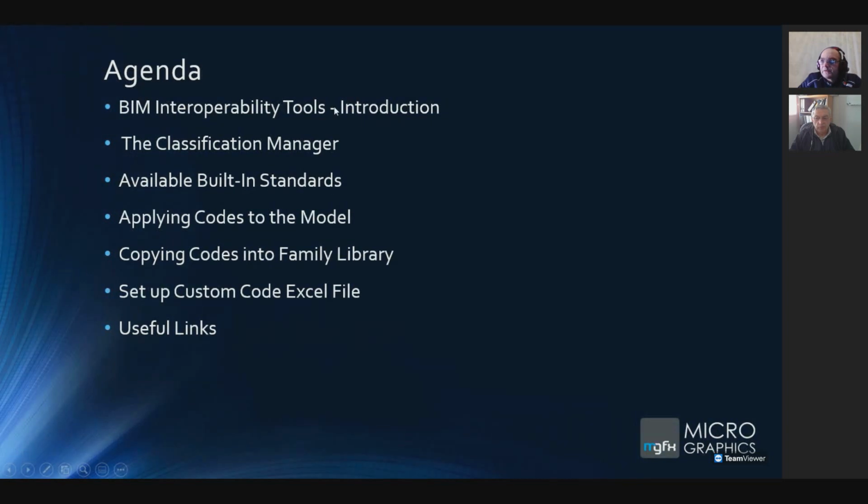So very shortly we looked at what the BIM Interoperability tools are. We're going to have a look now at the classification manager, and the available built-in standards that we can choose. We've just seen in the white paper what they are. We're going to apply codes to the actual model. You'll see that it's possible to copy the codes into a family library. And then we're going to have a look at a situation that we might encounter in South Africa, which would entail using something like the Association for South African Quantity Surveyors, the ASAQS standards, and how to set up a custom code Excel file for using such a standard, and then also some useful links.